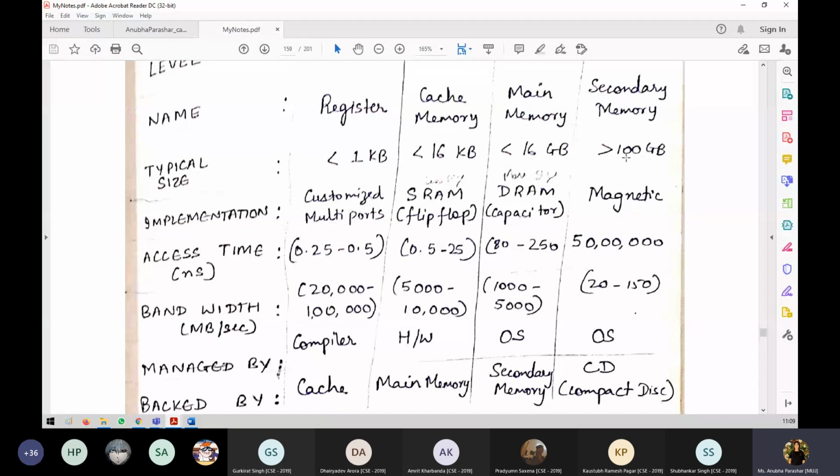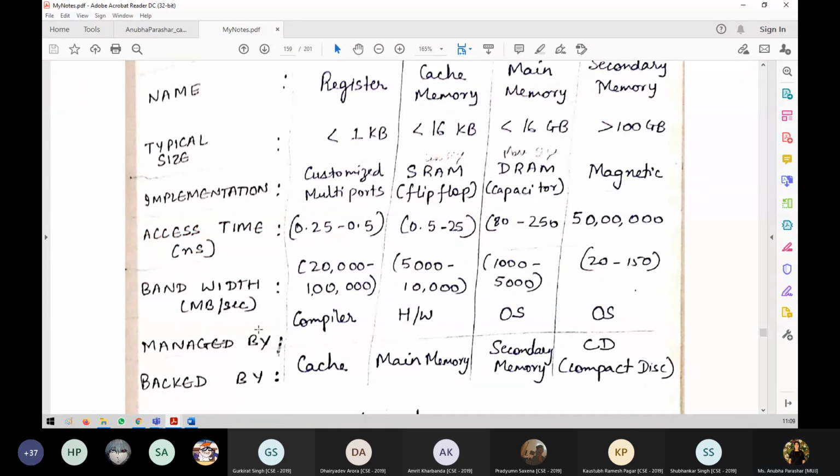So this is a quite big process. That is why these are access time. Access time means when CPU is generating the request, how fast we can access it. So that is access time given in nanoseconds.